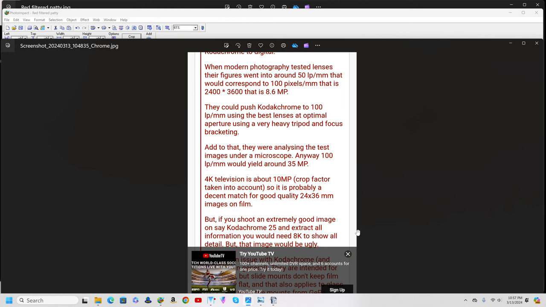At the very least, and when I say very least, that's if the lens wasn't all that great and maybe the film itself wasn't completely flush in its holder, it would yield 5K images. But for an extremely good image on, say, Kodachrome 25, you would need an 8K to show all that detail. So that's the comparison. You would need an 8K camera to yield what this Kodachrome 25 and a good camera would produce.